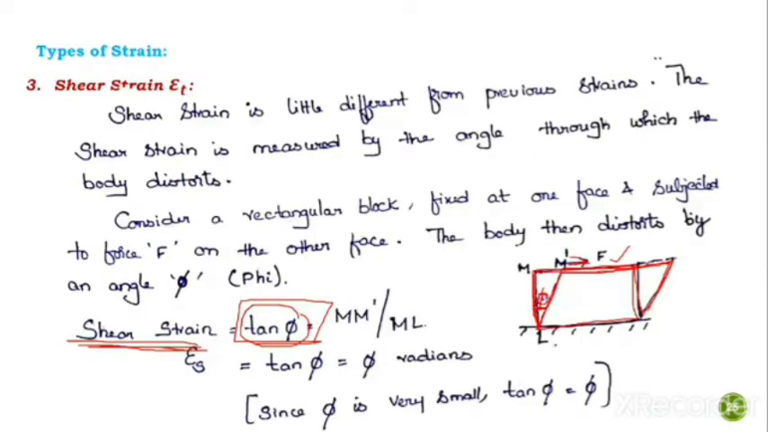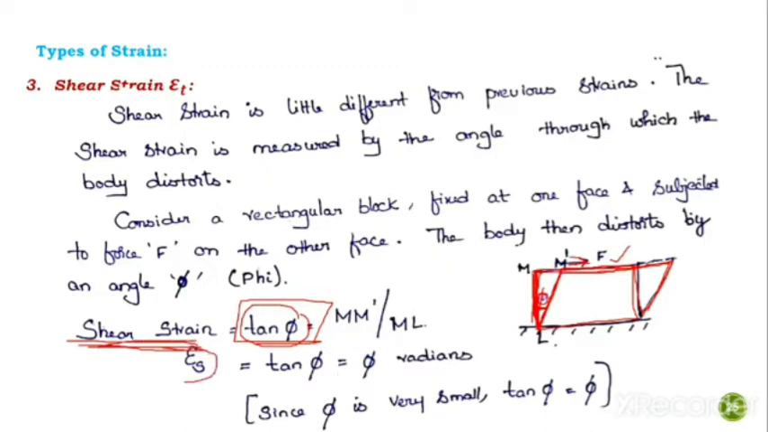In this figure, this is the original side, the initial side. But because of the deformation, this side LM has taken the new shape LM dash. So the deformation which has been undergone here is in terms of angle, not in terms of length. It has been deformed with an angle. Here the deformation is not a length, it is nothing but an angle, phi. So tan of that phi gives the shear strain.